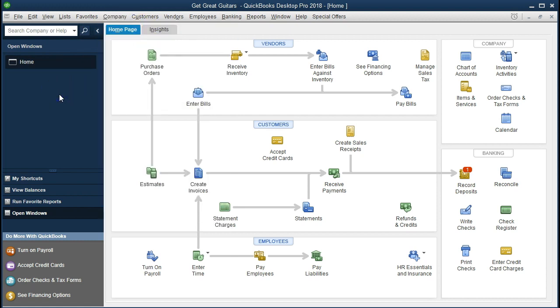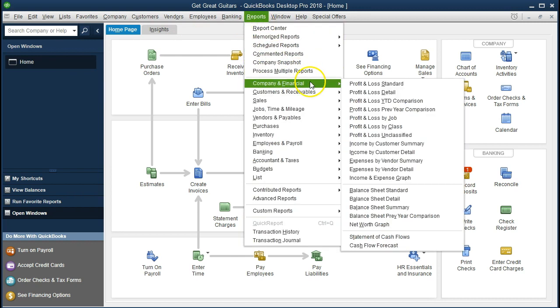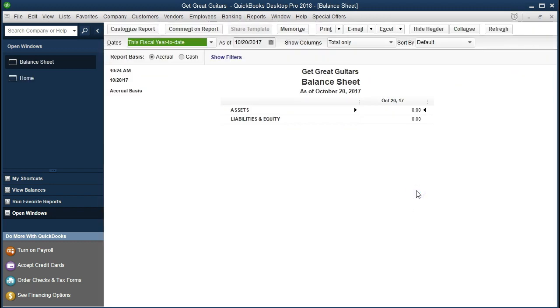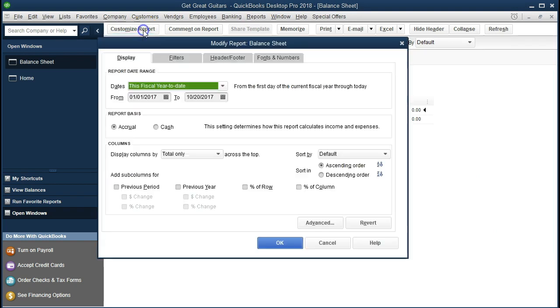What we're going to do is break out current and long-term portions of a loan. In order to do that, we are first going to look at the report for the balance sheet. So we'll go to Reports up top, scroll down to Company and Financial, scroll down to the Balance Sheet Standard. And we're going to change the dates up top in the Customize Reports, and we're going to have the range be 01/01/21, January 1st, 2021 to 02/28/21.